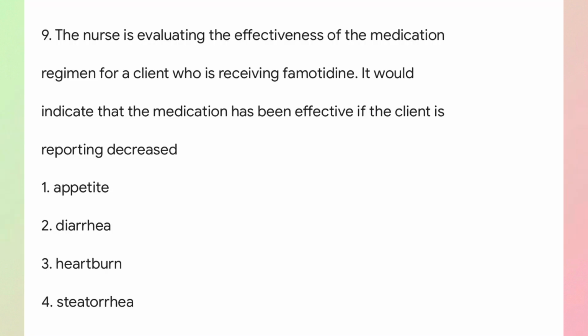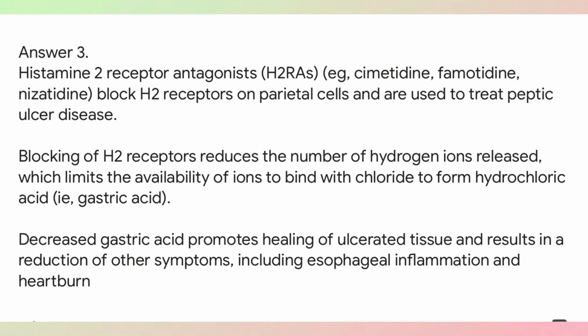9. The nurse is evaluating the effectiveness of the medication regimen for a client who is receiving famotidine. It would indicate that the medication has been effective if the client is reporting decreased: 1. Appetite, 2. Diarrhea, 3. Heartburn, 4. Steatorrhea. Answer 3.